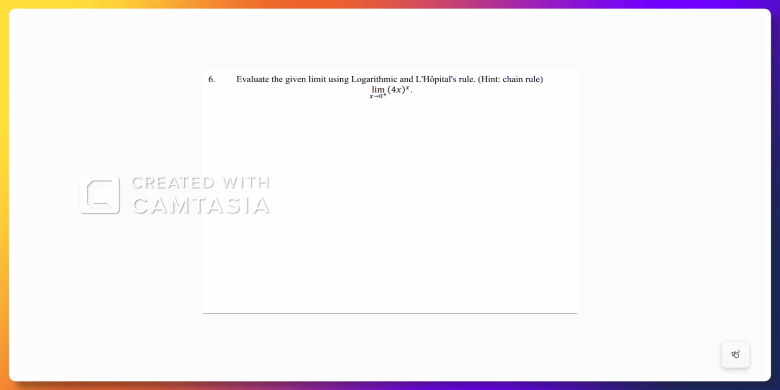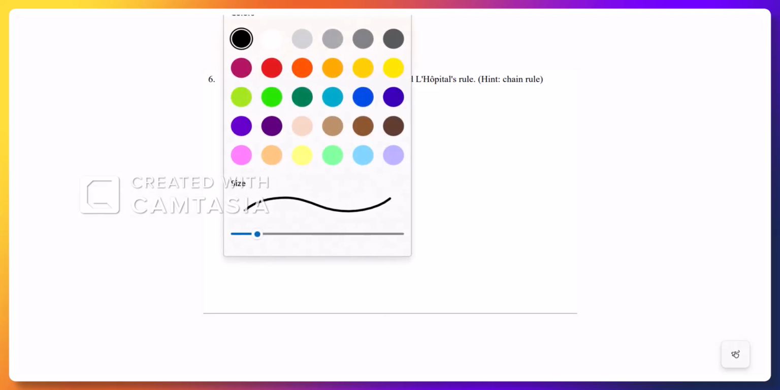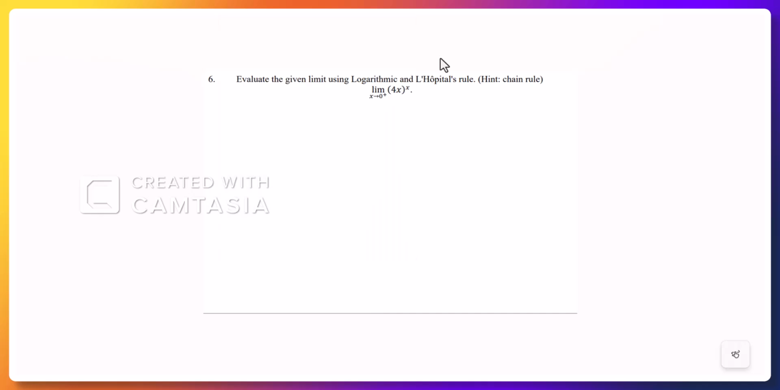Hello everyone. Today we're doing exam 3, question 6. In this question we're using logarithmic differentiation and L'Hopital's rule. I'm sorry, I have a hard time pronouncing these words, but I'll explain each one along the way. And there's going to be a chain rule. I'm guessing it's probably going to be when we derive the expressions.